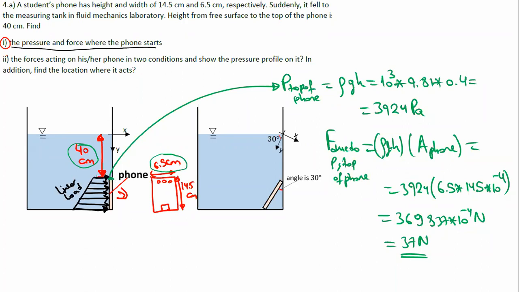Okay, so I've shown the pressure profile. Now the second part starts. What is the resultant force, F_R, that acts on the phone? And one more part I will do is, where is the location of that resultant force? Okay, let me do it.